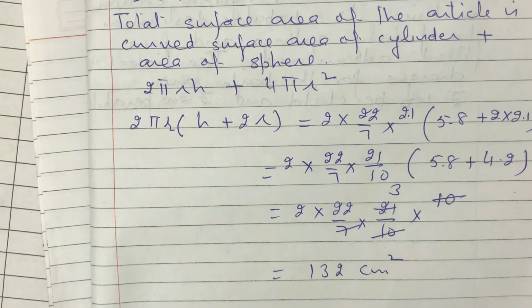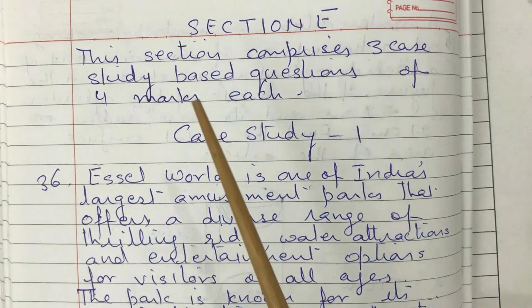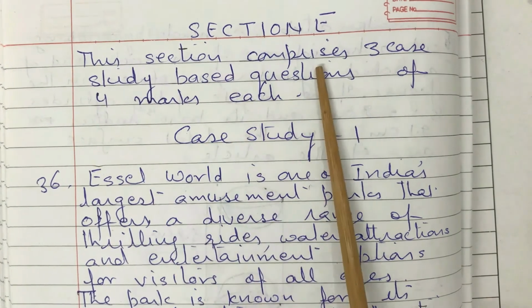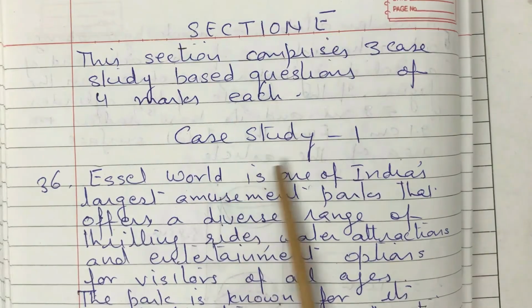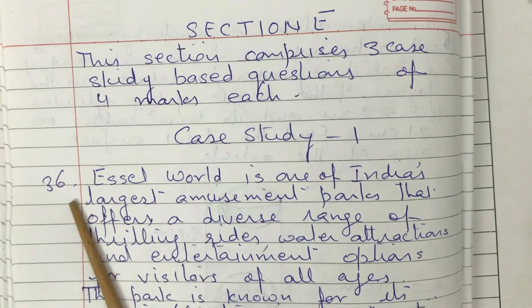After solving this, you will get 132 centimeter square. Now section E. This section comprises 3 case study based questions of 4 marks each. Case study 1. 36th question.